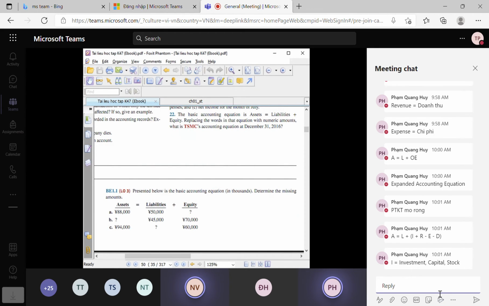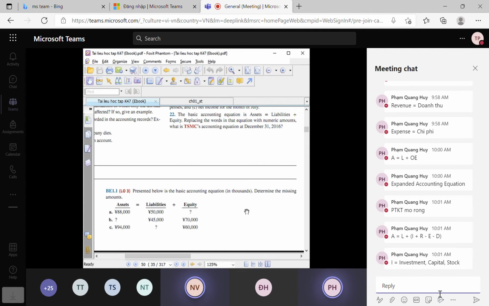Now, students at home, you can see the ebook, right? Very easy. Now, BE, practice exercise. Presented below is the basic accounting equation in $1,000. Determine the missing amount. This sign is the yen of Japan, right? It's very easy, right?